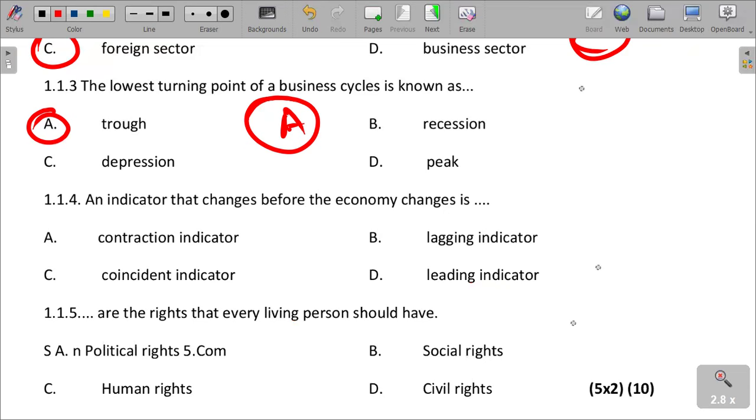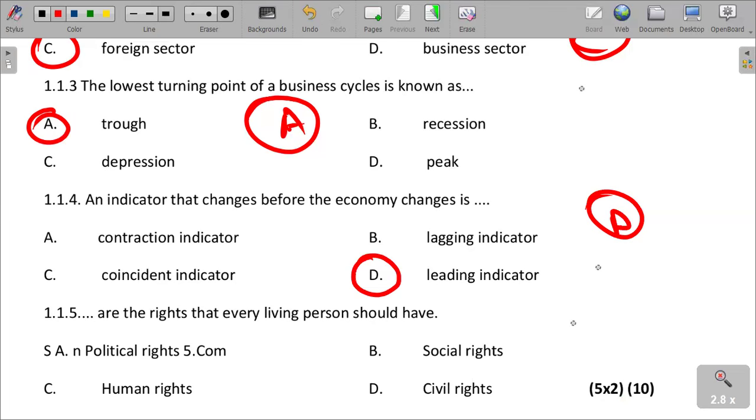And then an indicator that changes before the economy changes, we talk about leading indicators. They are there to show that before the economy changes, we have signals, we have signs that can identify that the economy is going to go through a certain phase of economic performance. So leading means that they change before the economy changes. That's what we call leading indicators.